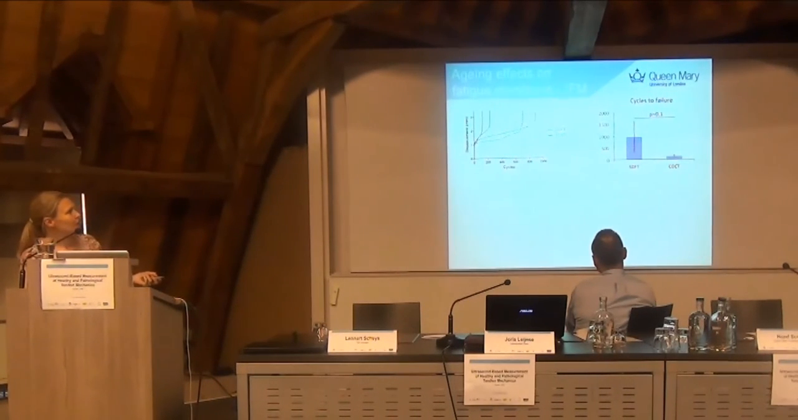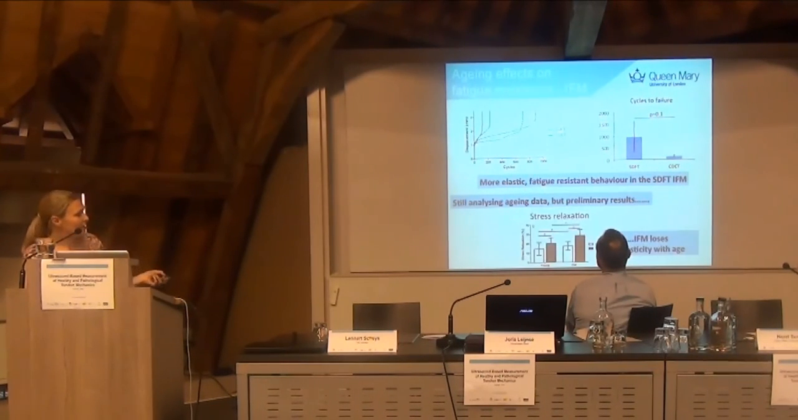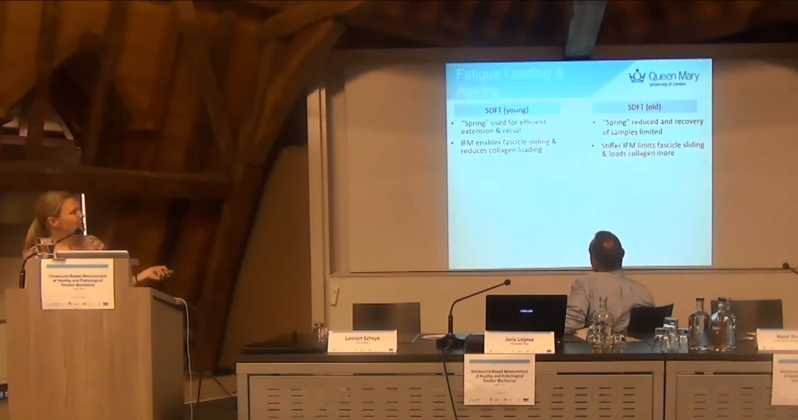How about looking at ageing in the IFM and fatigue resistance then? So we can cycle these things to failure as well. Here's the different cycles to failure in the energy store and the positional tendon, loads more cycles to failure, typically in the IFM in an energy storing tendon. We're starting to look at the effects with ageing at the moment. We've got half the data, they take forever, these experiments, but preliminary data is starting to suggest you're losing that elasticity in the IFM with age. So you're losing that mechanism as well. So everything's starting to reduce. So kind of building a possible hypothesis about what might be happening.